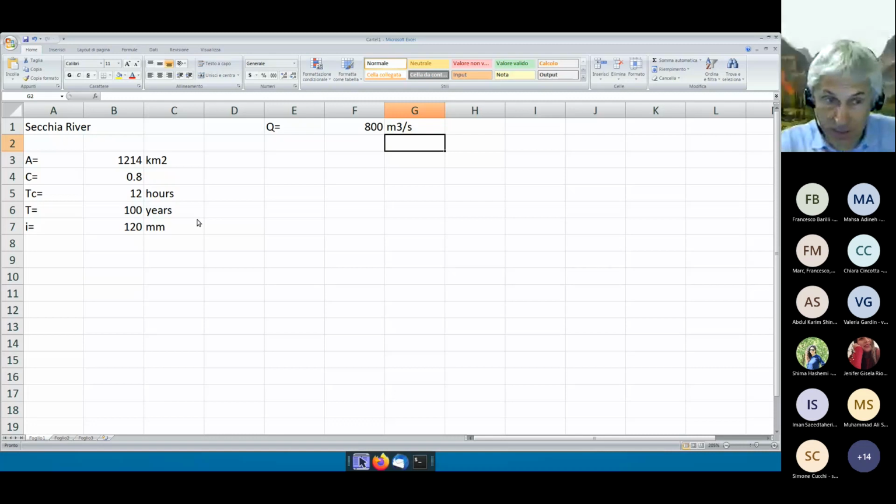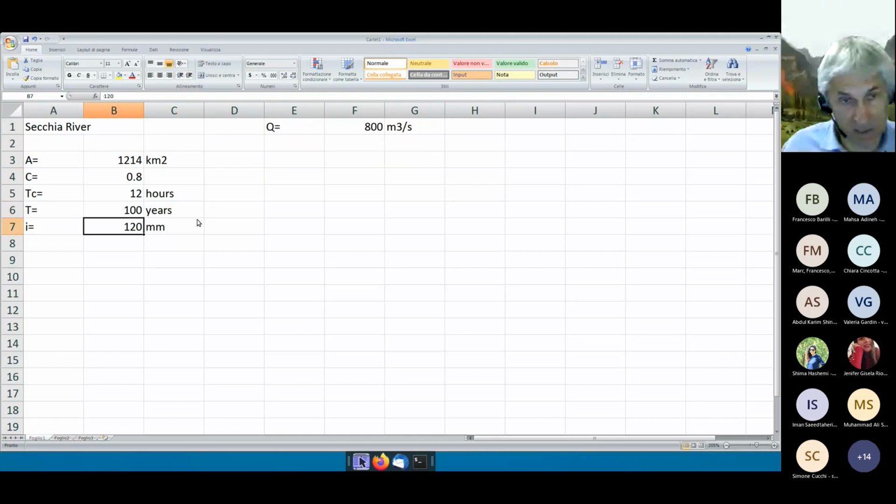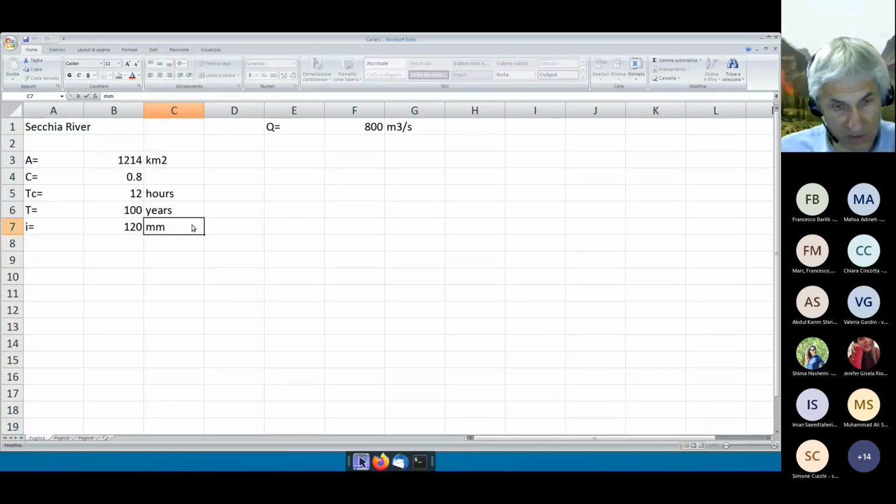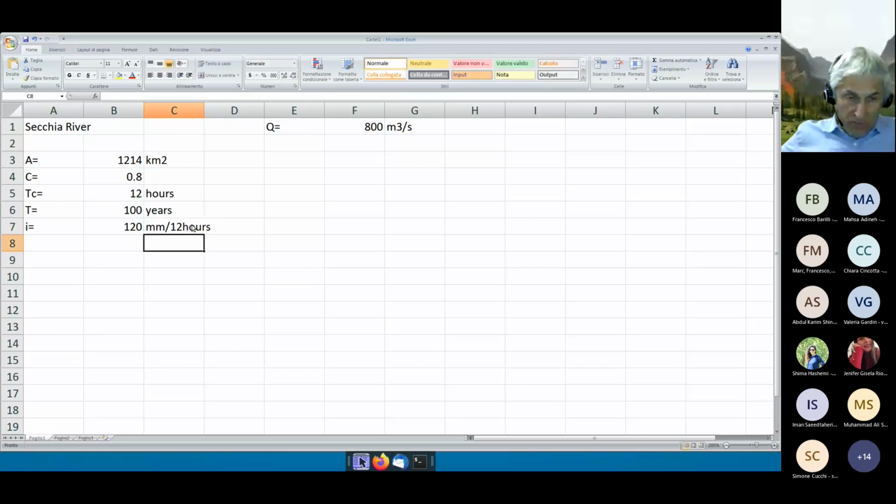And the rainfall intensity is expressed in millimeters. Here I made a mistake. Intensity is length divided by time. So this is millimeters, let's put it here, 120 millimeters divided by 12 hours. Okay, this is the unit. So I have to convert this rainfall intensity in meters divided by seconds.